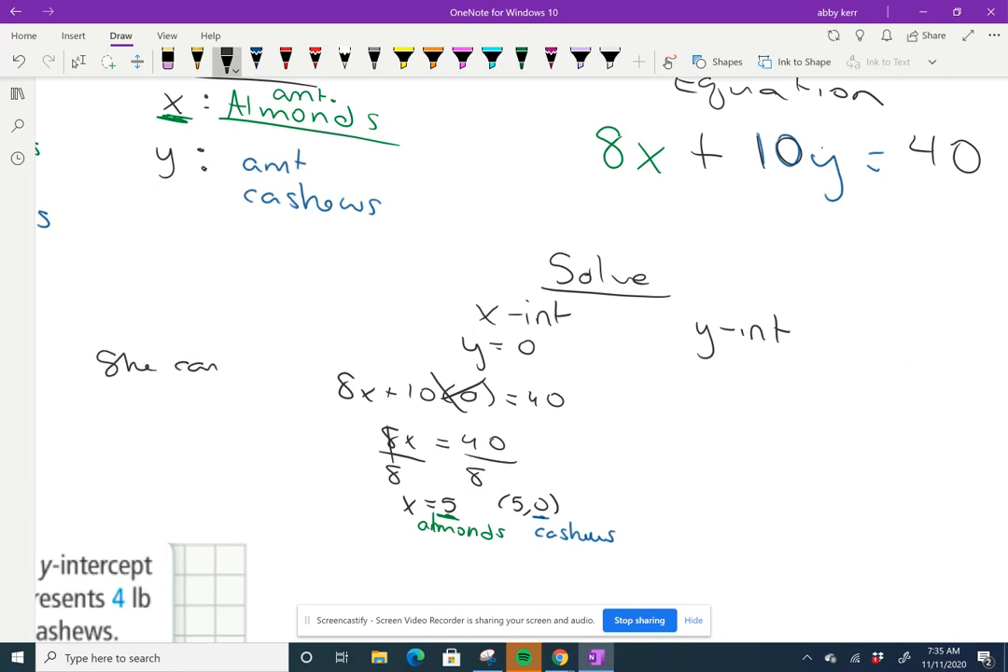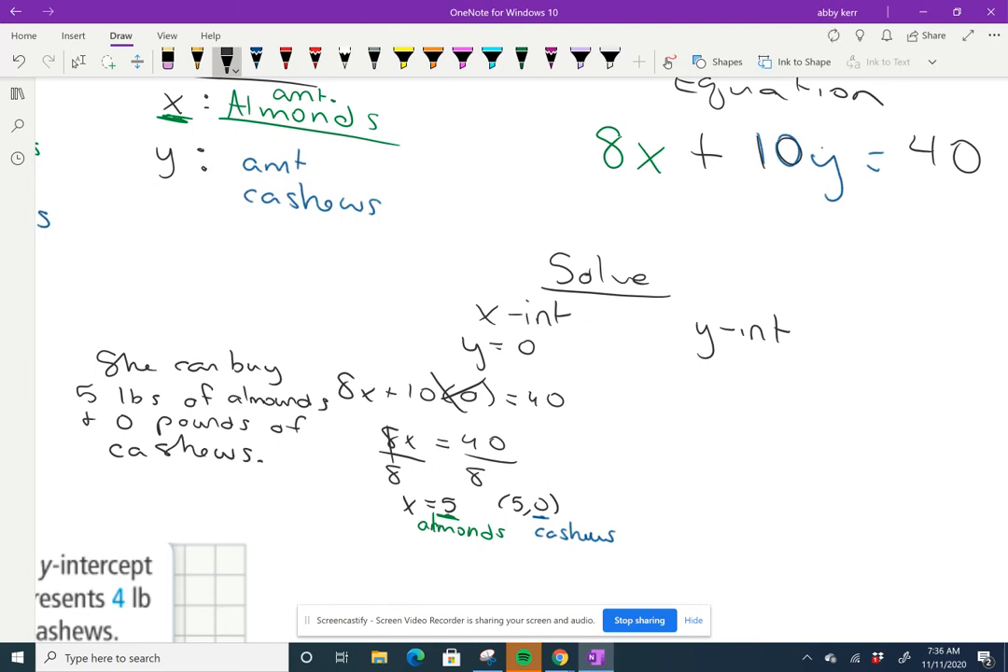So she can buy 5 pounds of almonds and 0 pounds of cashews.